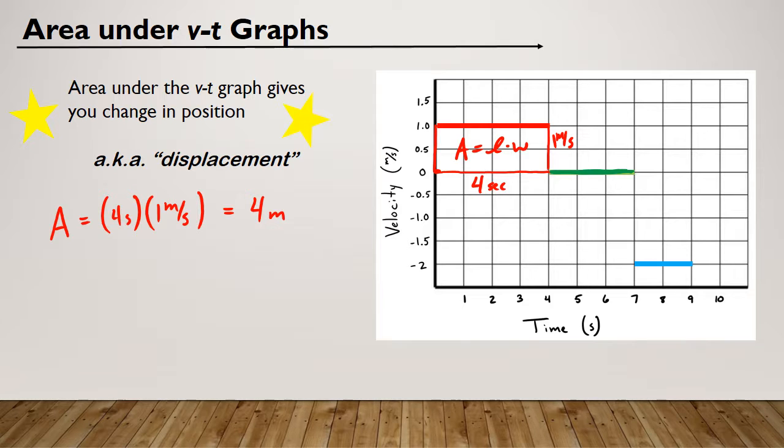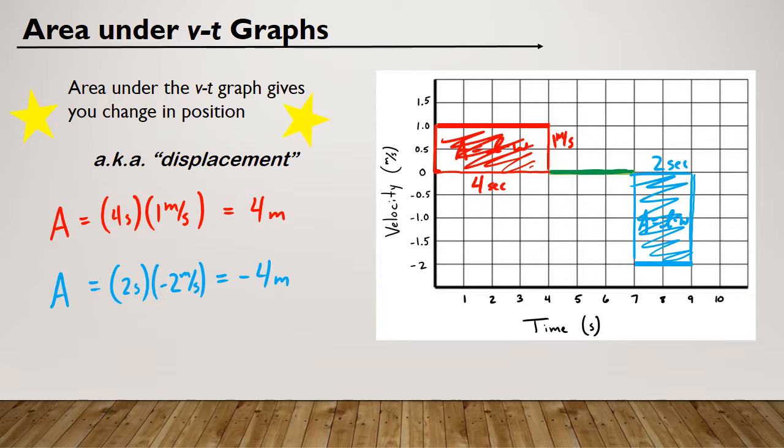Now for this blue one, again, it's really important that we always go from our line to the 0. So because this blue line is at -2, the 0 is actually up above it. So remember, this is a rectangle also. So that's length times width. And so we have 2 seconds long and a width of -2 meters per second to give us a displacement of -4 meters.